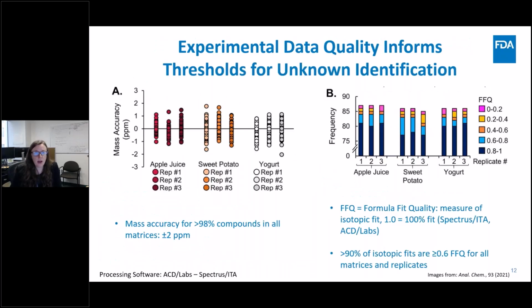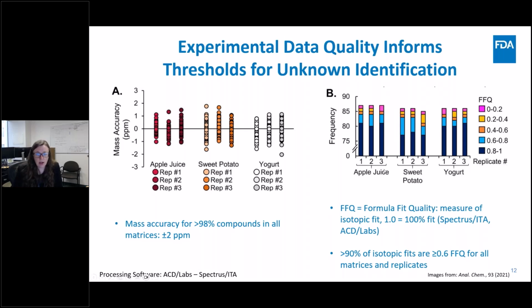So I mentioned that understanding your experimental data quality is important, and you can use it to set thresholds for your unknown identification. In this study, we spiked our 89 compound mixture into 3 different food matrices: apple juice, sweet potato, and yogurt. And we found that greater than 98% of these compounds that we spiked in all had mass accuracies within plus or minus 2 ppm.